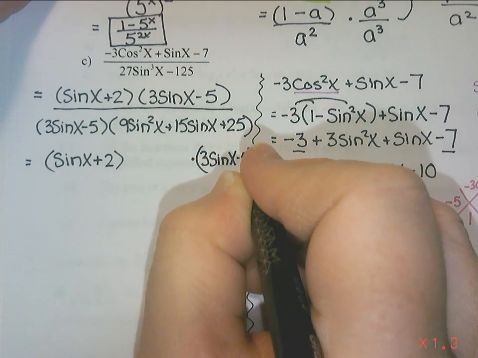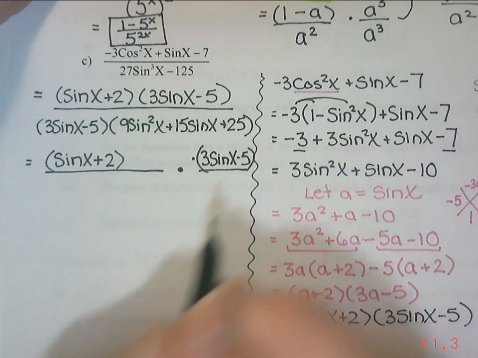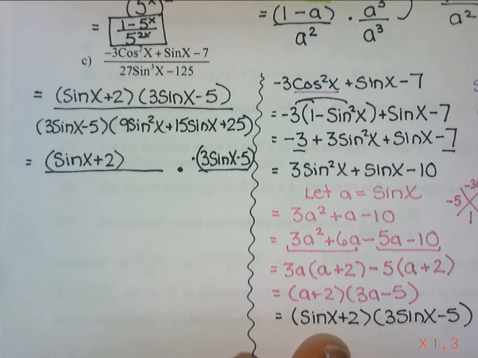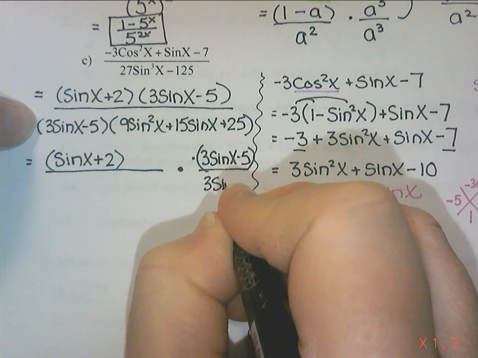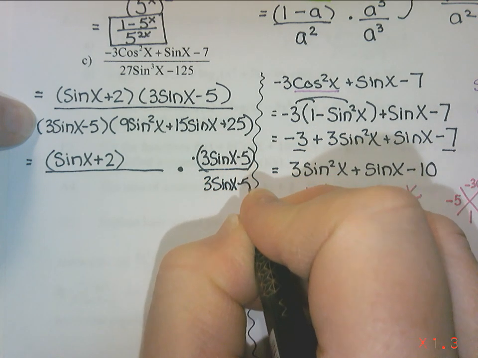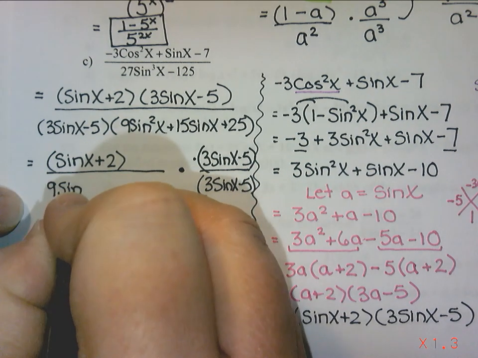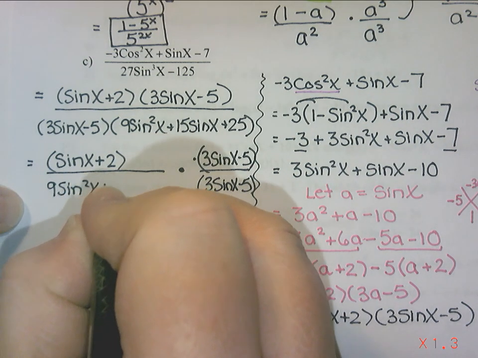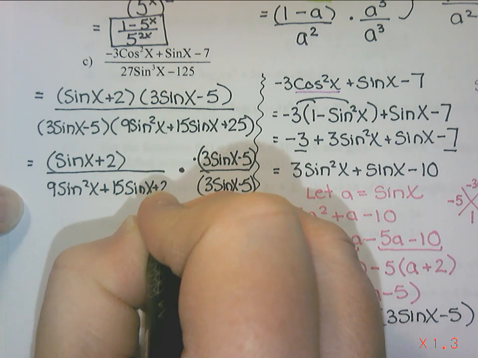Left some space because I know the denominator of the next part is going to take up a little too much room. And move that times sign down. All right, and then this is 3 sine x minus 5. I'm going to write that at the end. And then times 9 sine squared x plus 15 sine x plus 25.